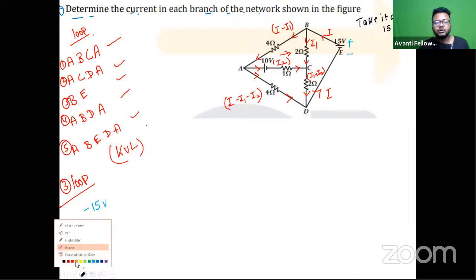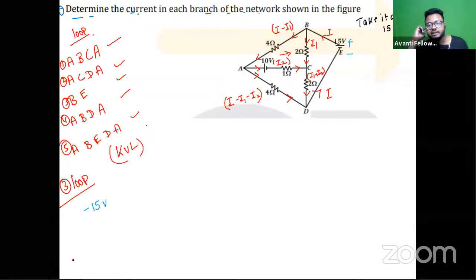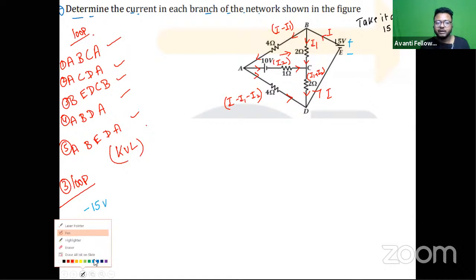Fine. So you can go opposite also, no problem. Actually, Nikshant, you can go opposite also. You don't have to go towards the current direction only. So you can take B, E, D, C, B. It is the same thing, right? You can take either clockwise or anti-clockwise, depends upon you. Okay, Nikshant. Diksha. Fine. So minus 15 volt.